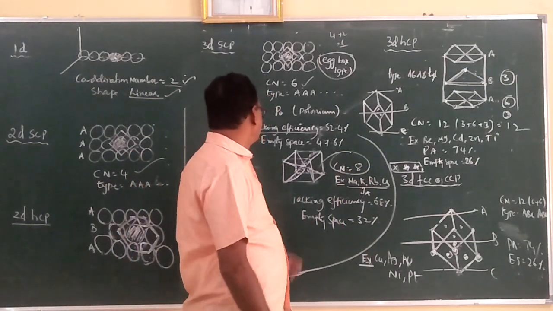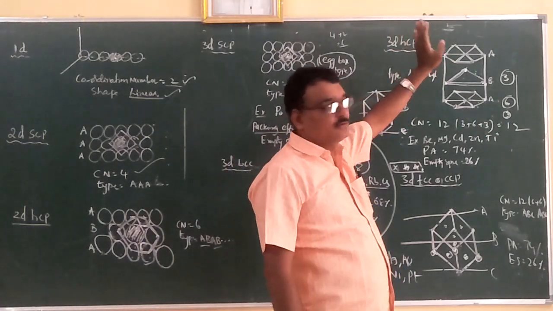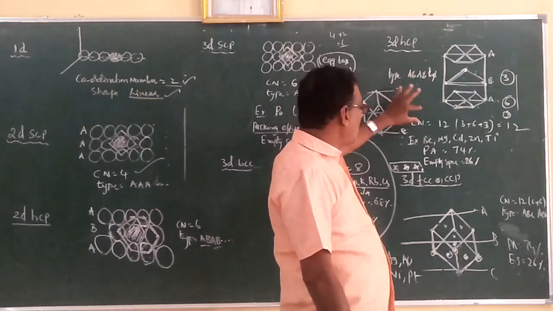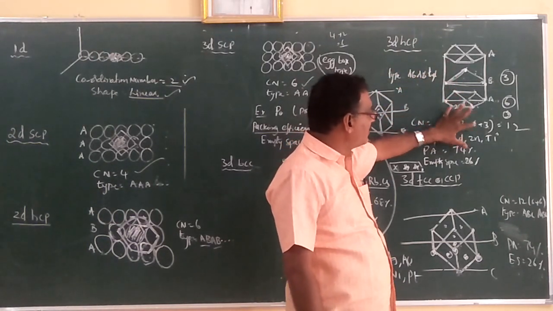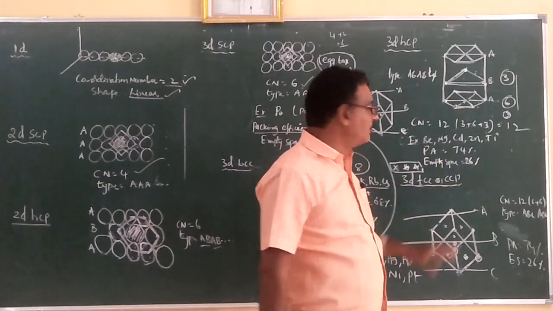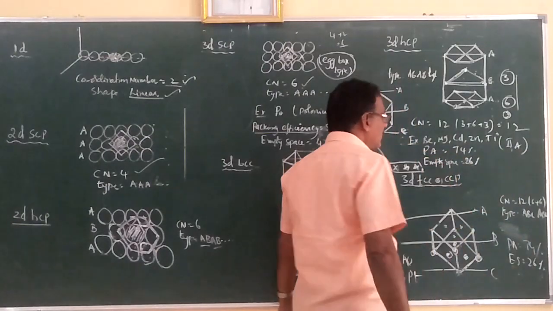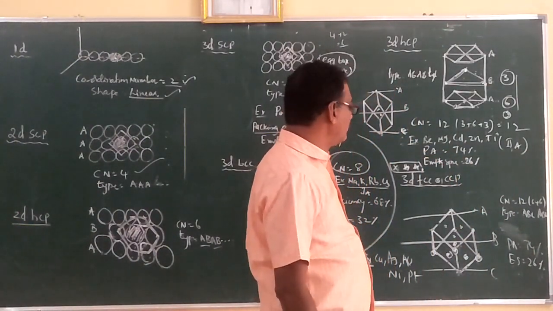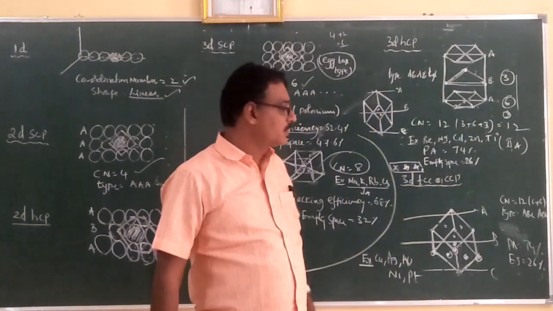Okay. So next, 3D HCP, 3-dimensional hexagonal closed packing, type AB type. Coordination number 12: here 3, next 6, next 3, total 12. Second group A cations, that is beryllium, magnesium, cadmium, zinc. Packing efficiency 74%, empty space 26%.